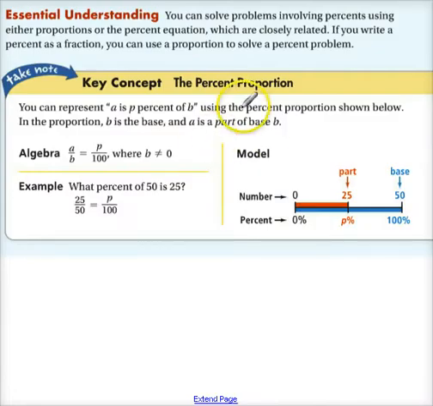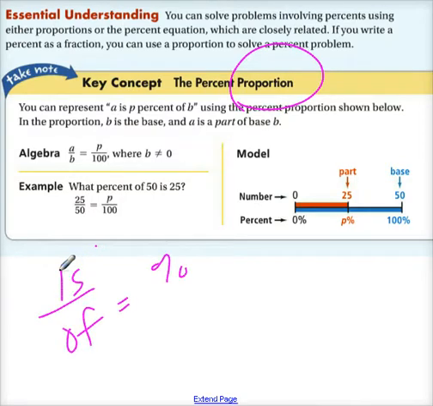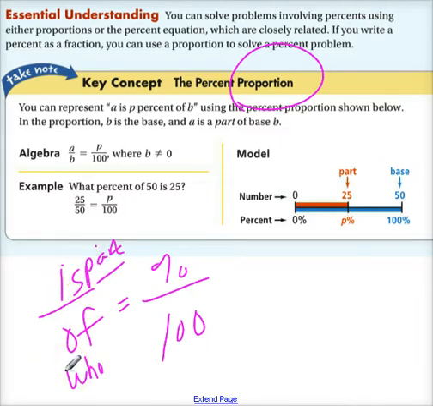The first way that you can solve a percent problem is by writing a proportion. If you think of her percent out of 100, that's what you're looking for. What percentage of her CDs sold that first week at Target? There are a couple of ways we can do this. The method I use is is over of equals percent over 100. Is is your part. Of is your whole amount. Percent is the percentage of that whole number.